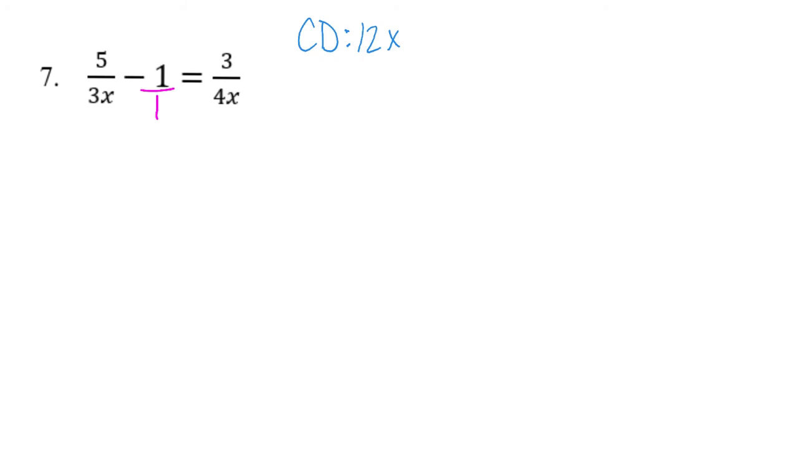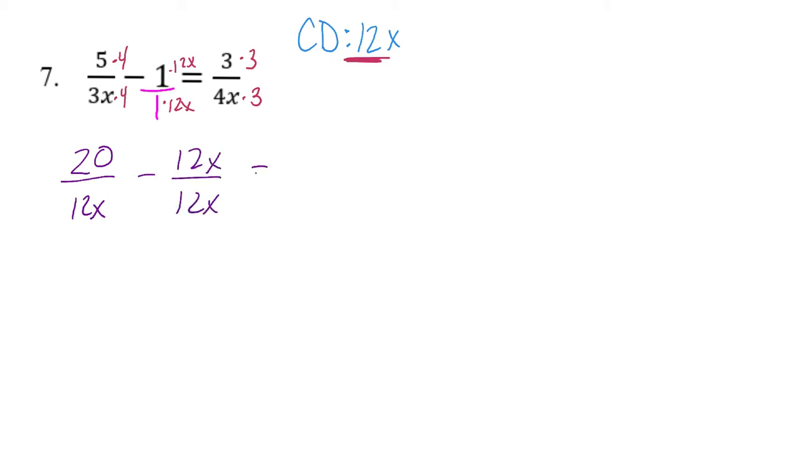So now we need to figure out how to make everything have 12x as a denominator. So I'm going to times this first fraction by 4 on top and bottom. Second fraction by 12x on top and bottom. And last one by 3 on top and bottom. Because remember, our goal is to get 12x as our denominator for everything. So let's check and make sure we did that. So 20 over 12x minus 12x over 12x equals 9 over 12x. So we have that common denominator for everything.